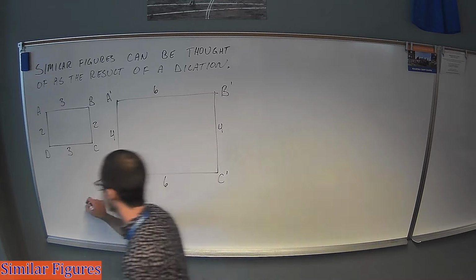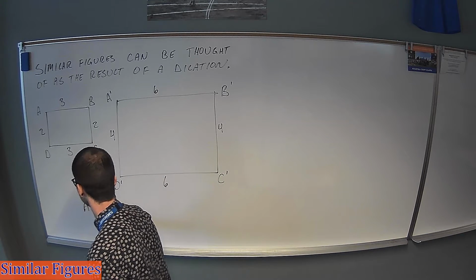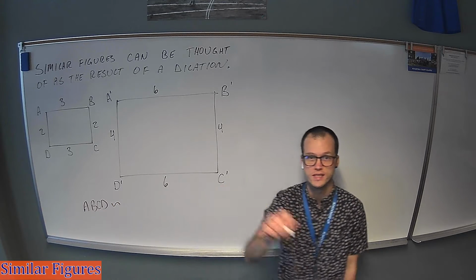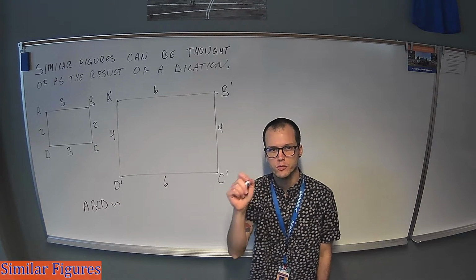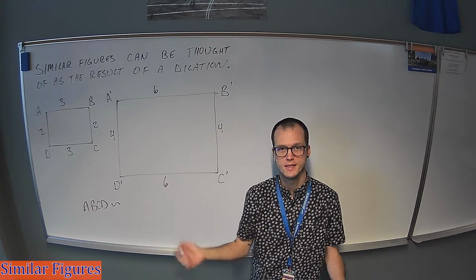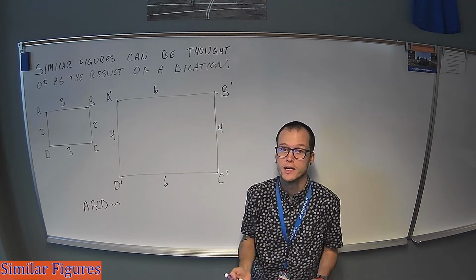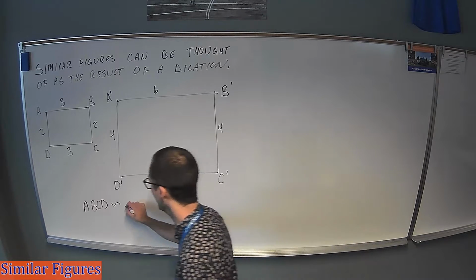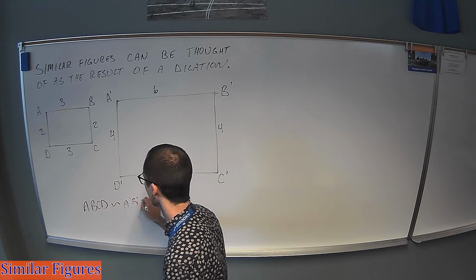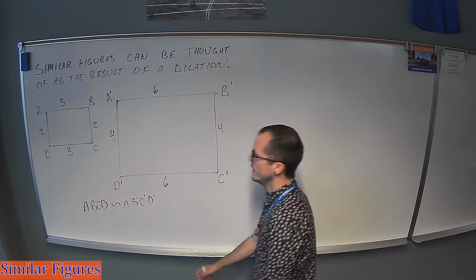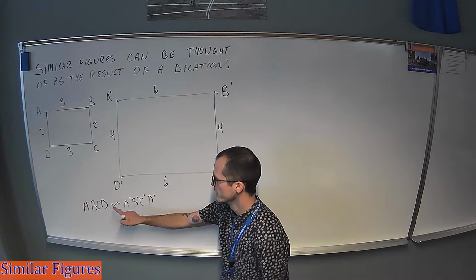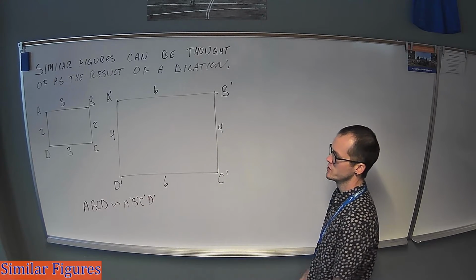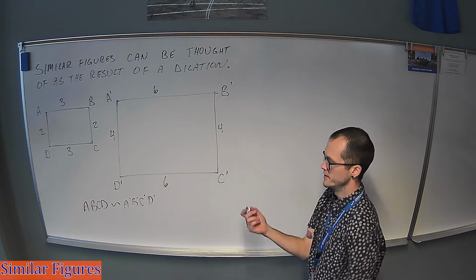So we can write a little statement up. A, B, C, D, that's this rectangle here, is similar to, that's just a single squiggly line without the equal sign underneath. Equal sign underneath means it's congruent. This is not that because they're not congruent. They're just the same shape but different sizes. So again, A, B, C, D, similar to A prime, B prime, C prime, D prime. And that means the exact same shape with different sizes.